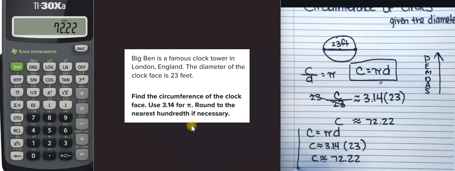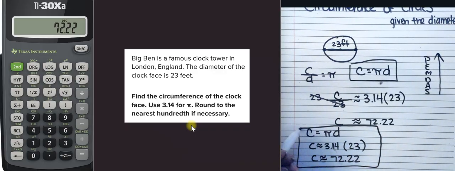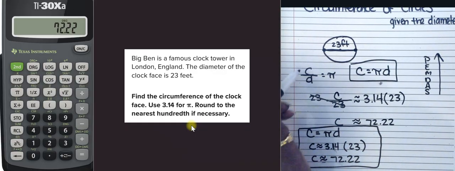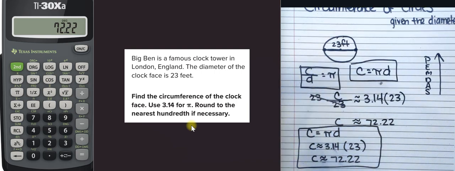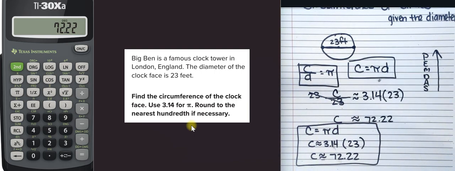So those are two ways you can set it up: use this formula, or use the original formula we had and then isolate the variable. Either way is going to get you the same answer.